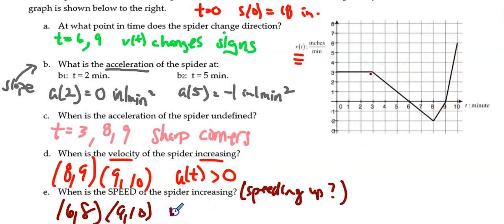We would say that our velocity and our acceleration have the same sign, or more importantly, they're both positive. All right, they're both positive for this question. Okay, so let's look at the next.